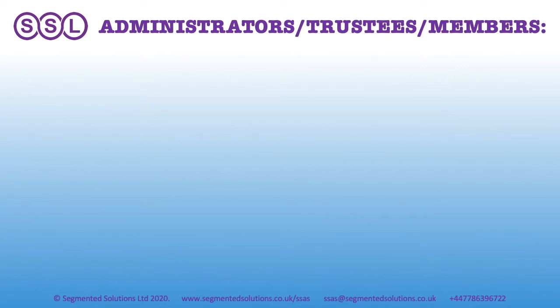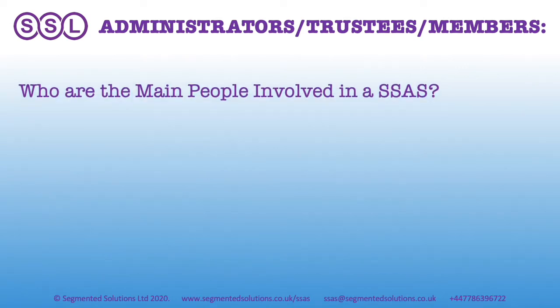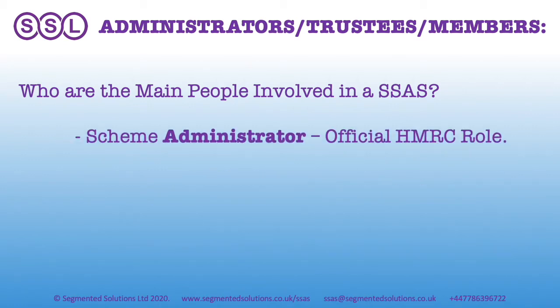We have administrators, trustees and members. So who are the main people involved in a SSAS? Well, first of all, you have a scheme administrator, and this is actually an official HMRC role. It can be an individual or a company, but the administrator effectively has the responsibility for ensuring that everything that goes on is within the pension scheme's rules and that they report to HMRC properly.